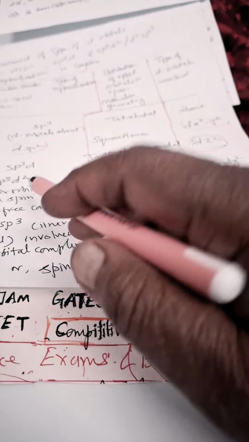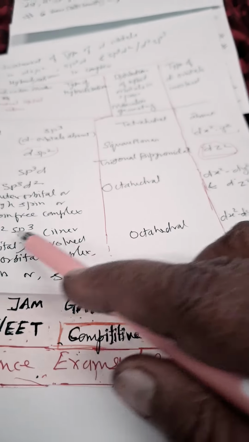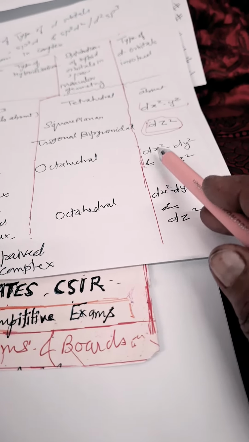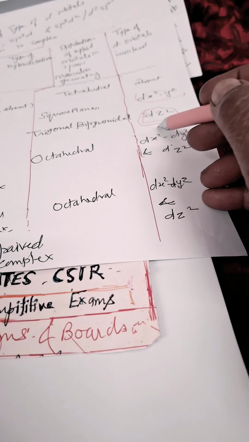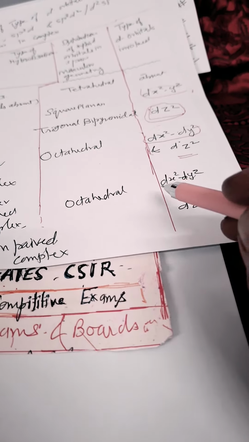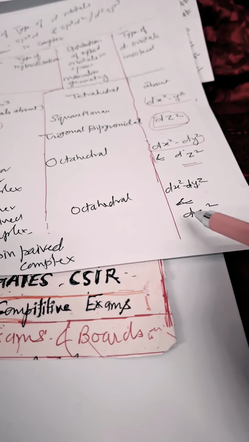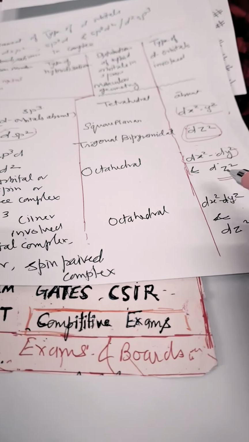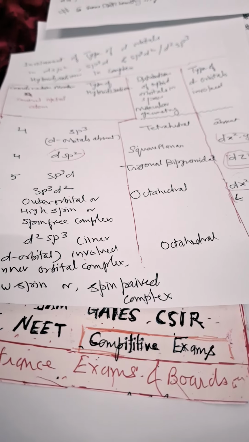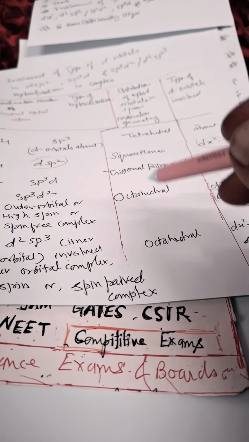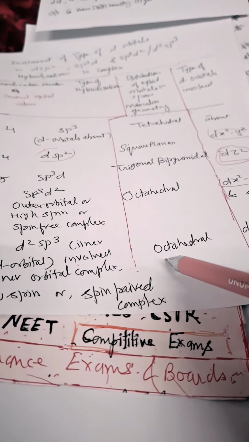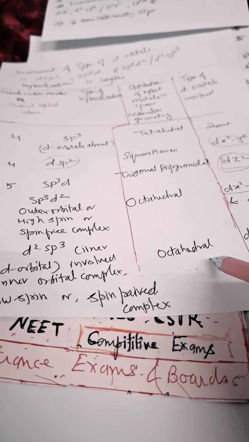Now sp3d2 or d2sp3: in both cases the types of d orbitals required are dx square minus y square and dz square. This is one orbital's name, and this is the second, dz square. So dx square minus y square and dz square. Both of them are one and the same. Both of them have octahedral distribution of orbitals, we can say. So the orbitals and ligands are arranged octahedrally.